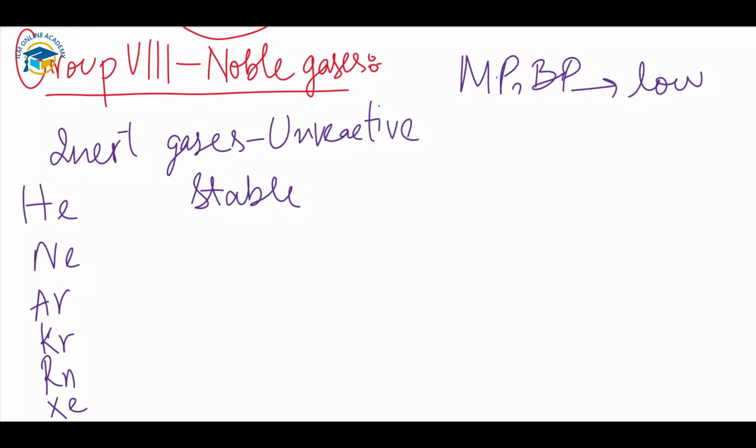Now we'll discuss the trends. In this also we have colorless gases, they are monatomic gases. Mostly they are colorless, and they are monatomic, because of their unreactive nature.